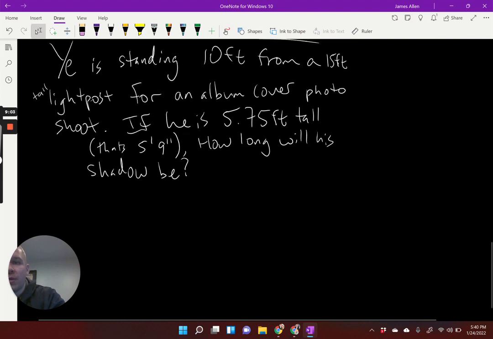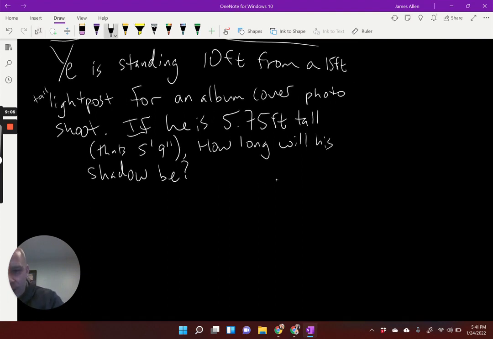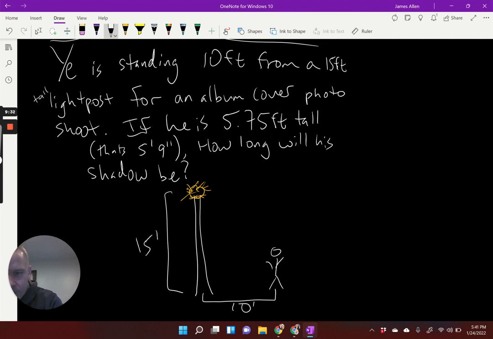Okay. Well, let's draw this one up, shall we? So we've got a light post. Boop. And it's shining bright like a diamond, right? Not Kanye, I know. Okay. And then he's, what up, dude? Kanye. He is 10 feet. This one is 15 foot. And we want to know how long his shadow is going to be. So his shadow is obviously going to be like this, and it's going to hit somewhere over there. So we want to know what this bad boy is.